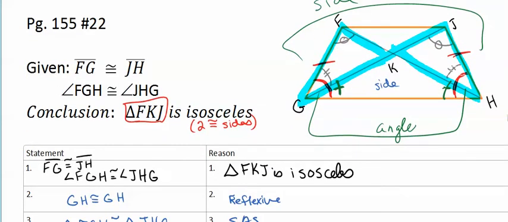Now knowing that those two triangles are congruent, we can get to our conclusion. Notice that the triangle we're looking for overlaps those two triangles. We can now say that FK is congruent to JK, which will lead us to say that triangle FKJ is isosceles.